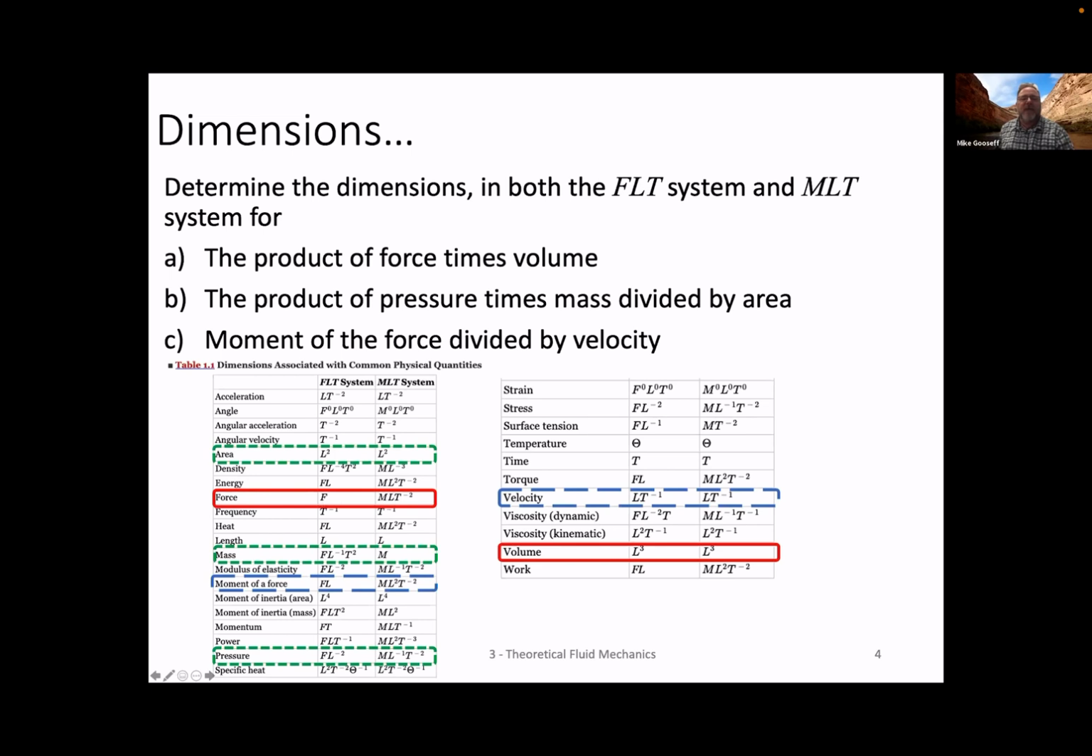One thing I wanted to point out is that force here, in FLT, is obviously just F, and in the MLT system, that's mass length per time squared, right? One way you can always remember that is that force is equal to mass times acceleration. Acceleration is always length per time squared, and the mass is in mass units. So when you put those dimensions together, it should always be mass length per time squared. So that should work out.